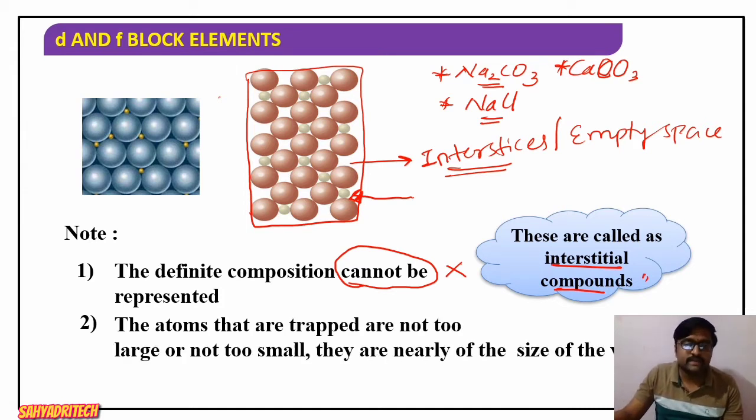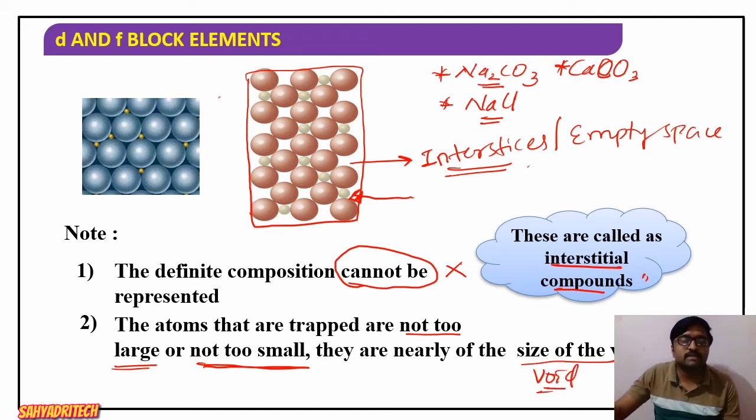Regarding size, the atoms or particles which are trapped are neither too large nor too small. Then what would it be? The size of the trapped atom is nearly equal to the size of the void, or interstice. Only then will such particles be trapped at the interstices.